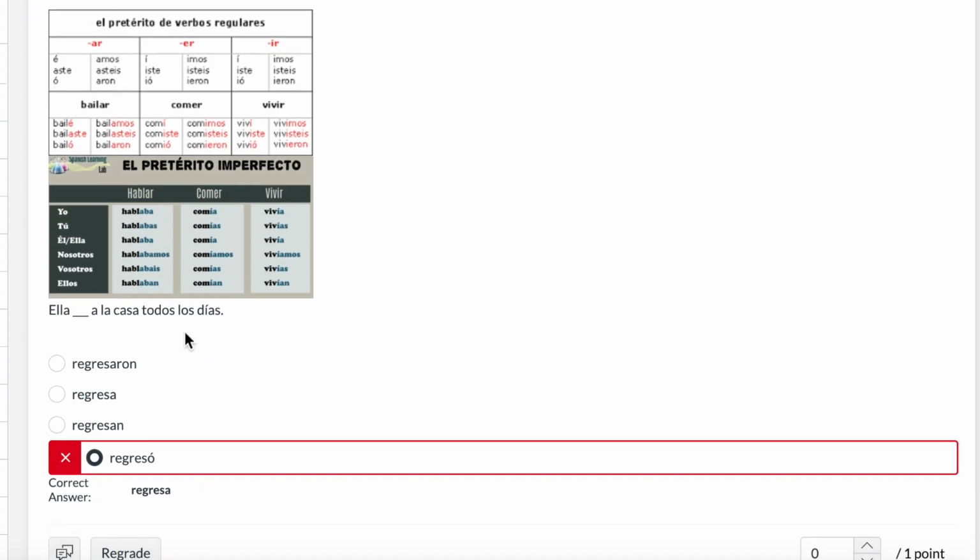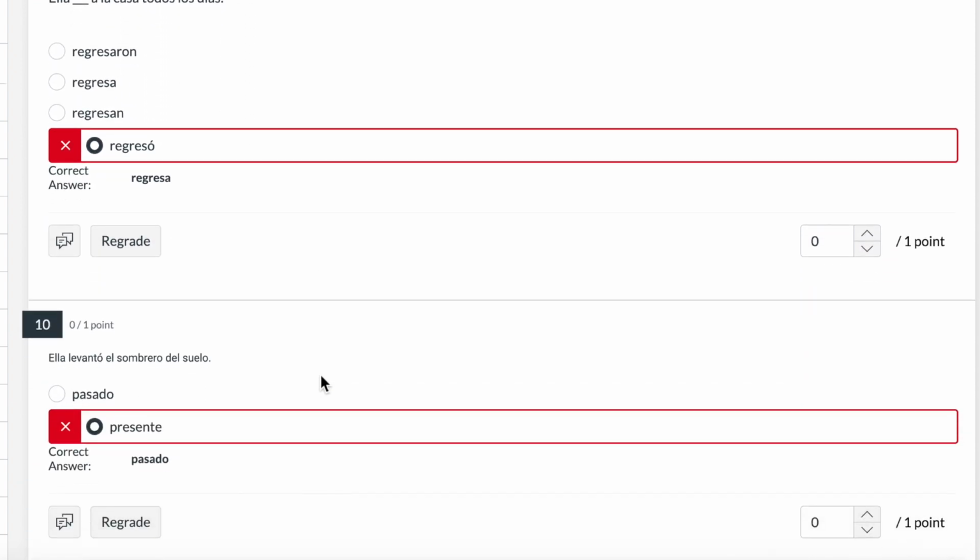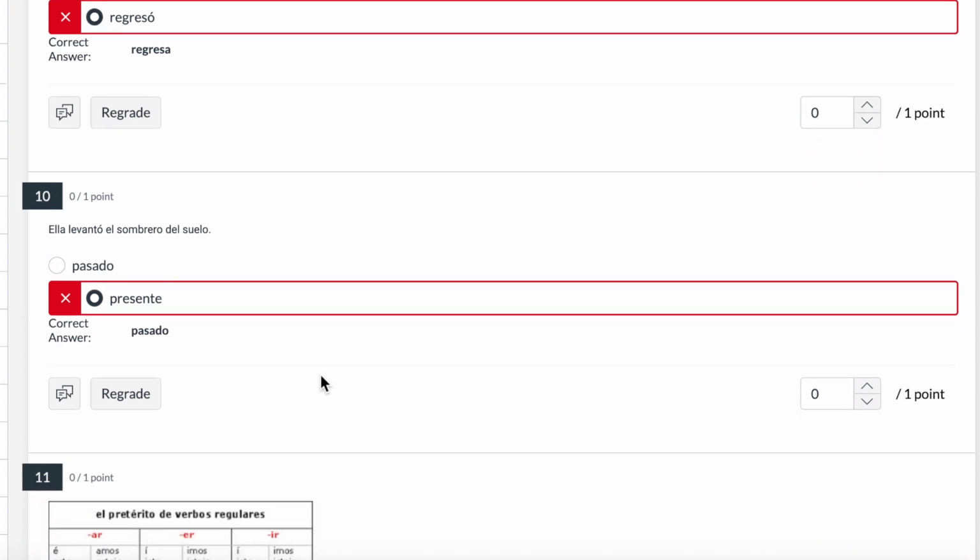Okay, number 9. Ella blank la casa todos los días. Todos los días is every day. So this one is actually a little hard because regresó is the right subject, but it's the wrong tense. We would need regresaba, and we don't have it, and you don't know that, but that's okay. Regresa, I should really take this question out. It's a little too much, but regresa makes sense. She returns to the house every day.